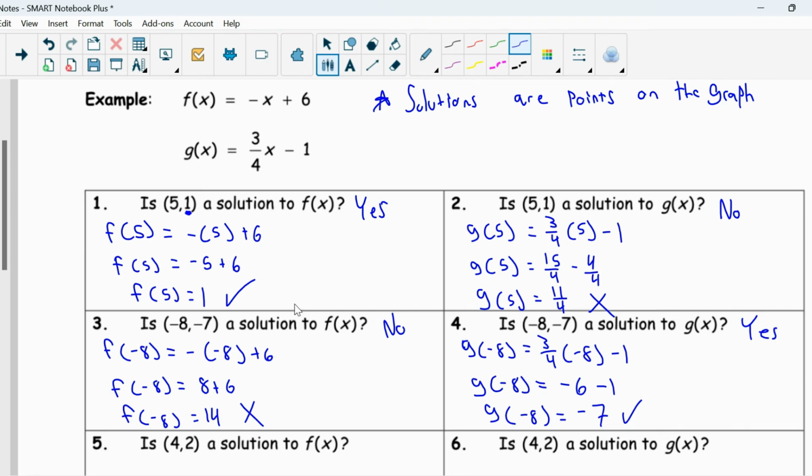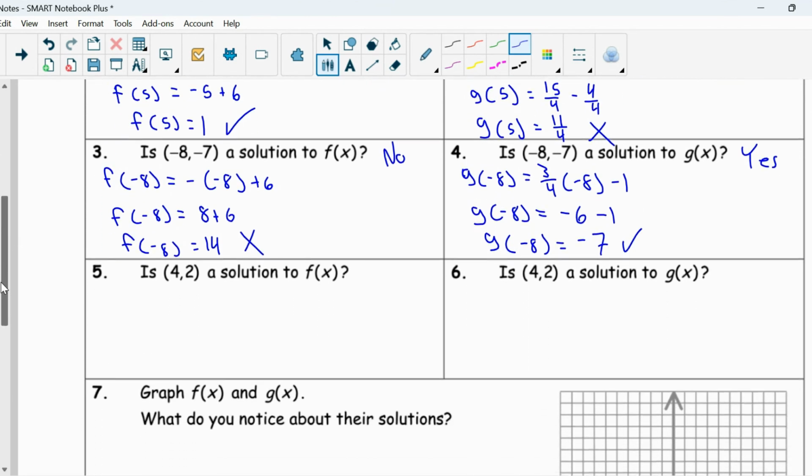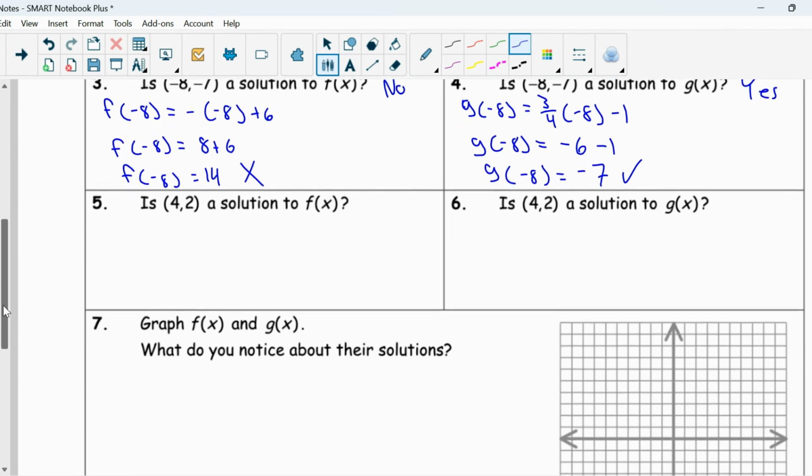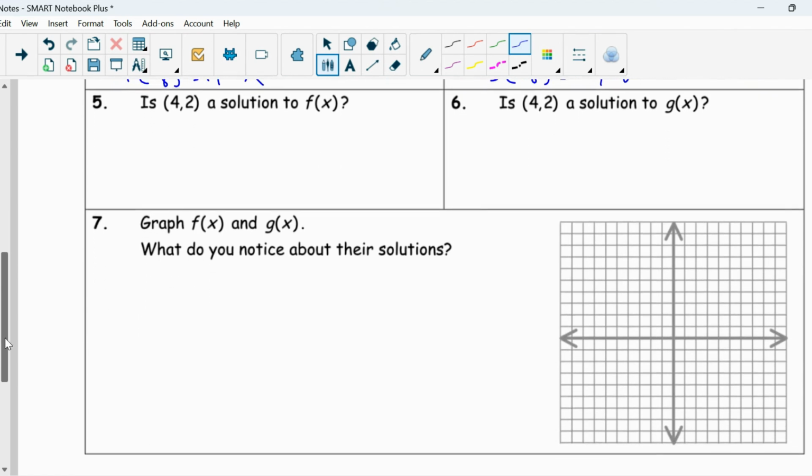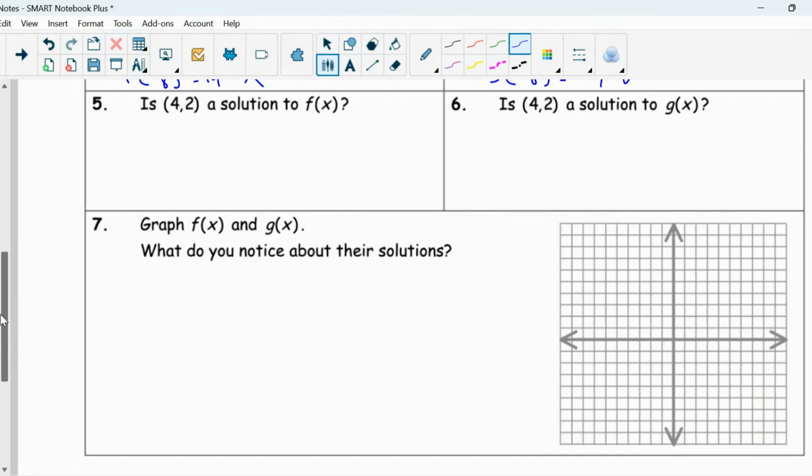It's a good reminder that you will have multiple points that are solutions of each of your equations, because, like we talked about before, the solutions are just the points on the graph. So if we have a line, which each of these are linear equations, you will have multiple points landing on that line. Let's leave 5 and 6 to open up class with the next day. So if we were to graph f of x and g of x, what would we notice about their solutions?